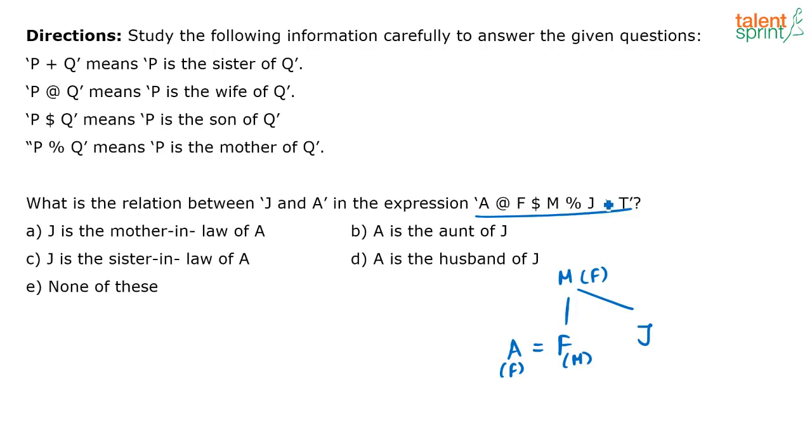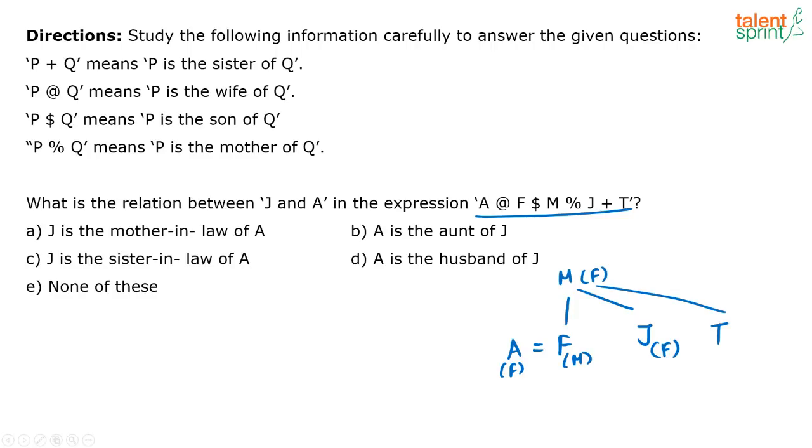Next, what is given? J plus T. J plus T means J is the sister of T. So J is the sister of T. So where is T? Sorry, J is the sister of T. So this has to be a female and this has to be T, correct? Because they are all going to be the children of the same parent. That means J is definitely a female and she is the sister of T. I don't know the gender of T now.